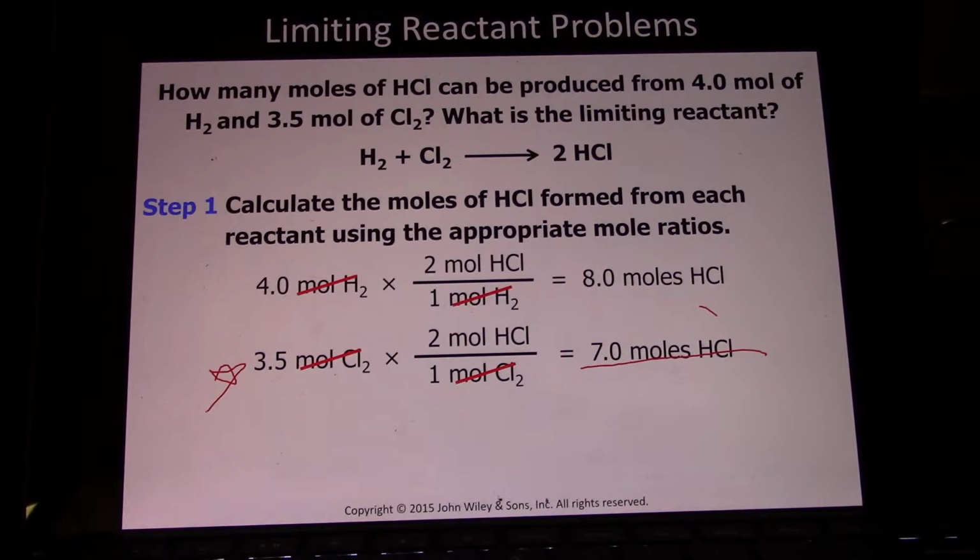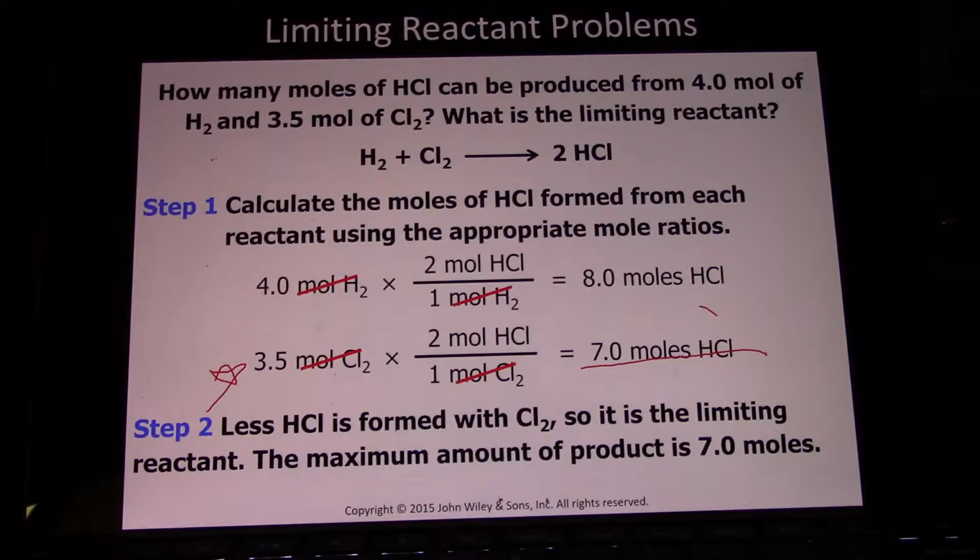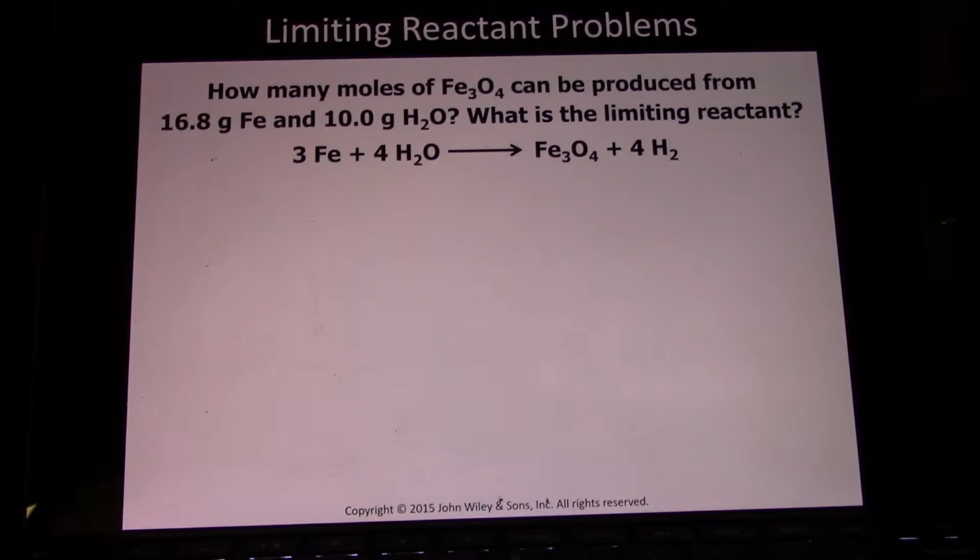When you work out all the reactants, the one that gives you the least amount of product is your limiting reactant. Because once I've made my 7 moles of HCl, I have no more Cl, and I cannot make any more HCl. How many moles of magnetic iron oxide?